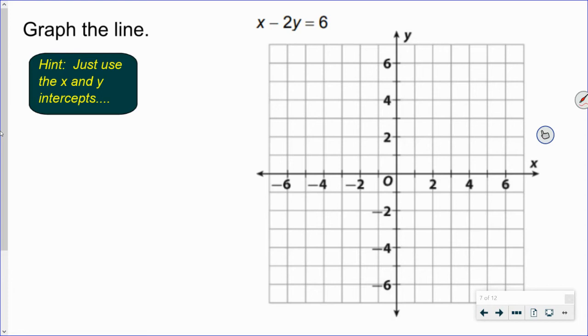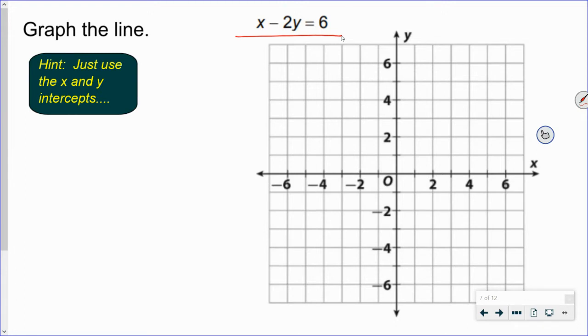Let's pick up where we left off yesterday and look at standard form. Our standard talks about picking out key features in standard form, and we're looking at wanting to graph this line that is x minus 2y equals 6. That equation, we want to graph it on the graph. And I gave you a hint.